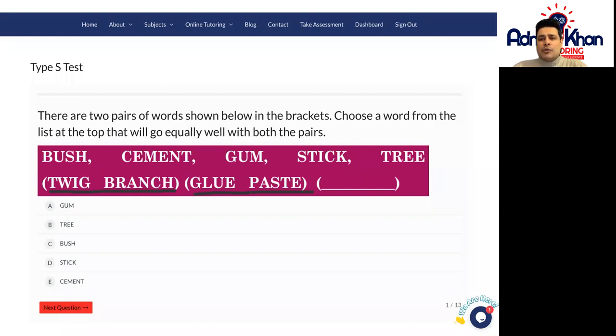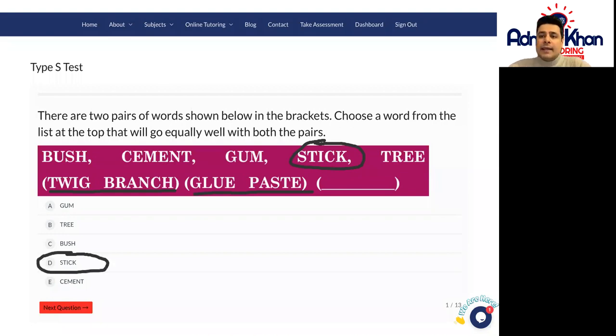So I would choose stick as this particular answer. Why? Because a stick could be another word for a small twig, and it could be part of a branch or a tree, whereas glue and paste are two words that could also mean sticking something together. So in this case, our answer will be stick.